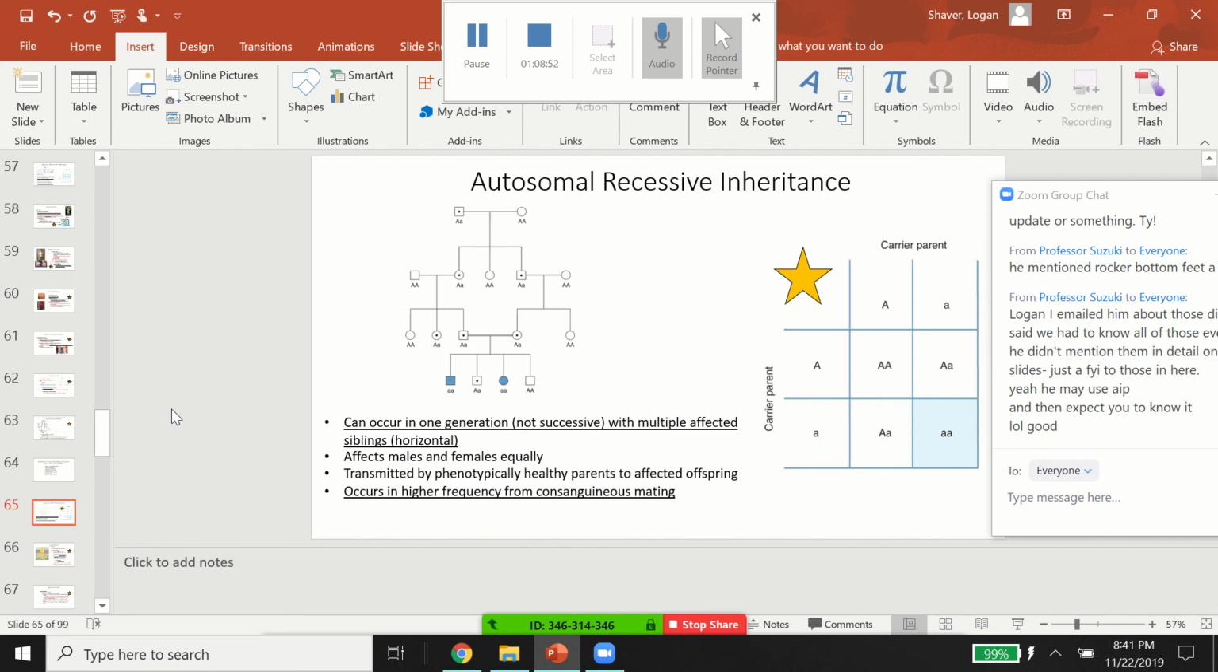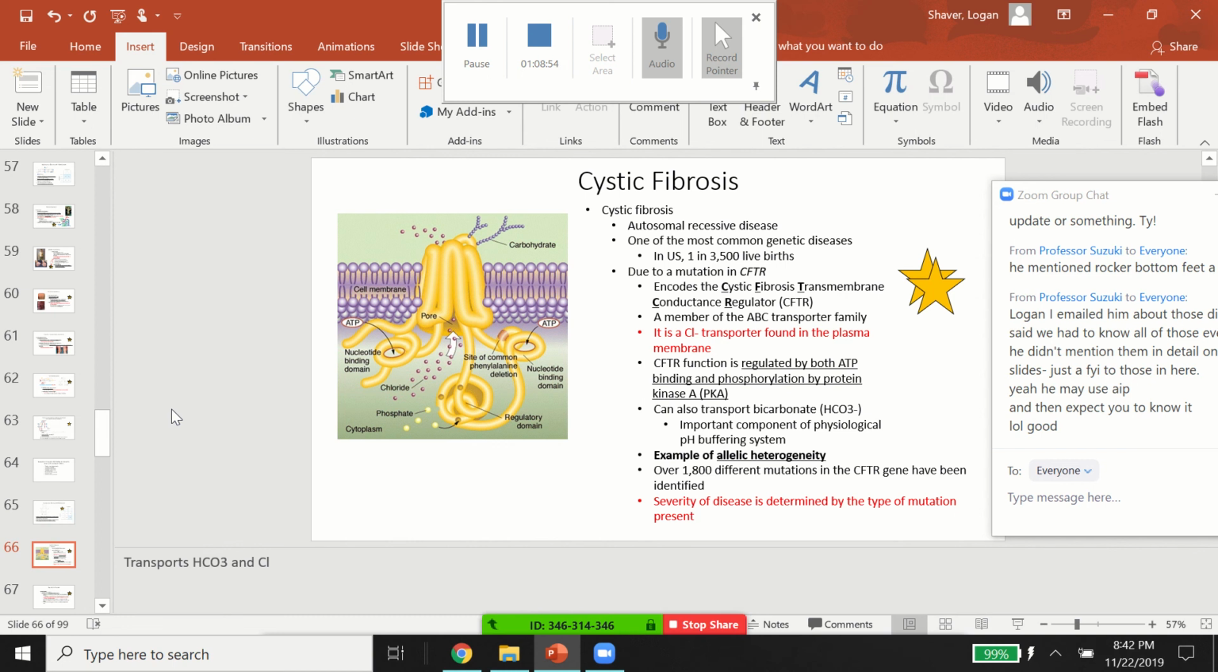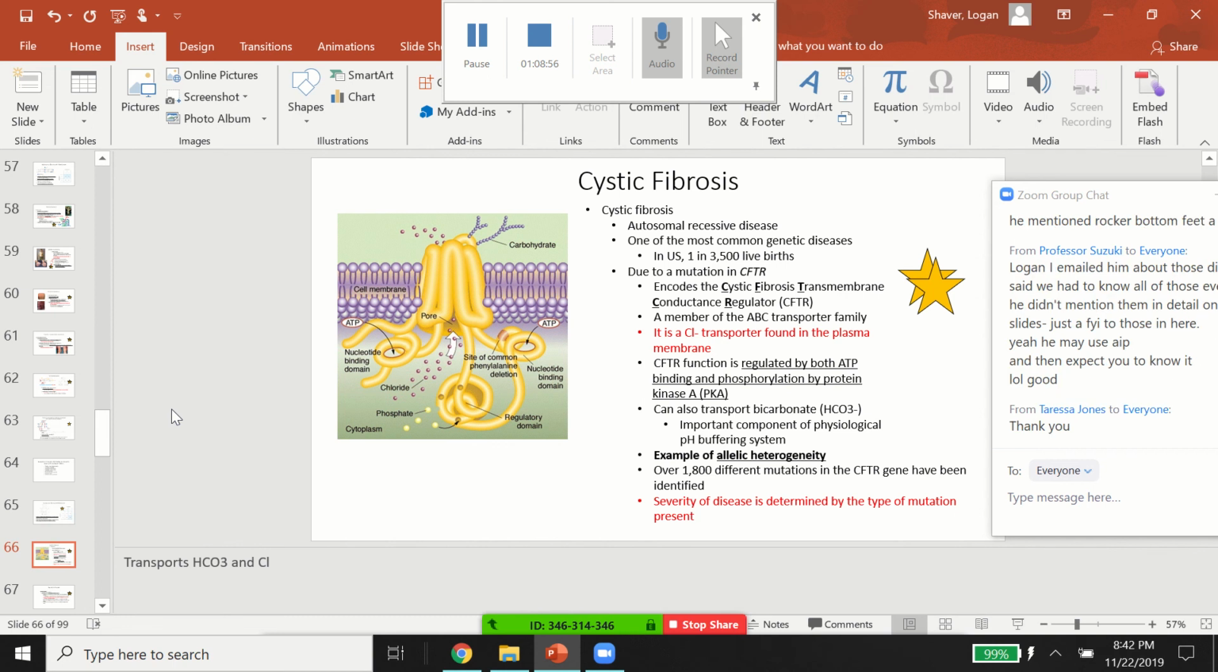Alright, so now on to the rest of the stuff. I was over recessive. Right, cystic fibrosis. Yeah, no problem. No problem at all, Teresa. Okay. So the mutation is in CFTR. Typically, you're going to be thinking of that as a chloride transporter.